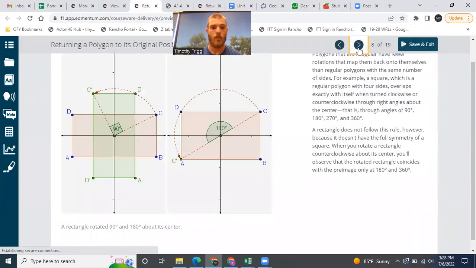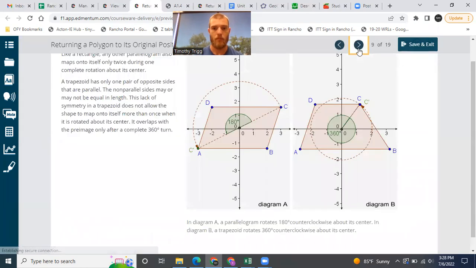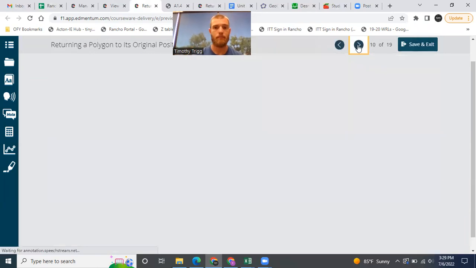Okay, this is just kind of talking about what we said here. Now this is talking about a rectangle. In this case, a rectangle is not a regular quadrilateral. It's not a regular polygon because not all the sides are the same length, but it still has that 180-degree rotation. So some shapes, even though they're not regular, might still have multiple angles of rotation that map onto themselves. Just depends on the shape. But like this quadrilateral, this trapezoid, it only has a 360-degree rotation. So that's it for a trapezoid.